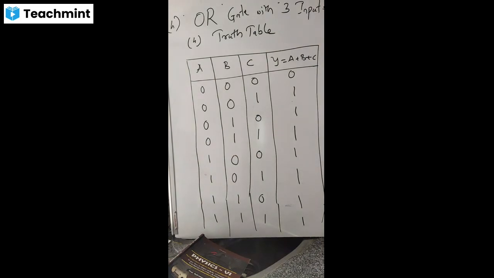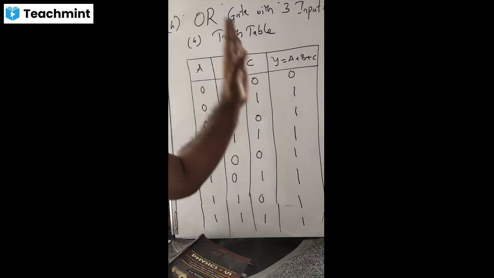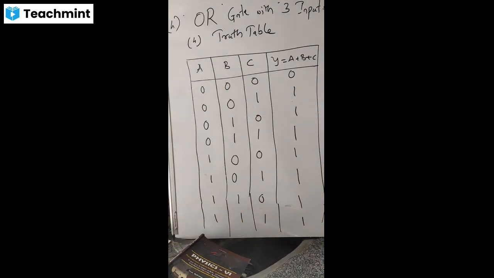So any doubt in this? So very clearly, out of 3 inputs, if any one input is high, the minimum requirement is only one should be high, then the output will be high. If any one input is high, then the output will be high.